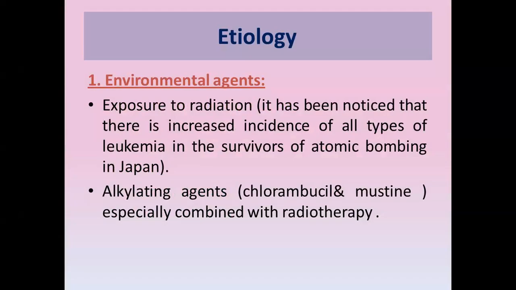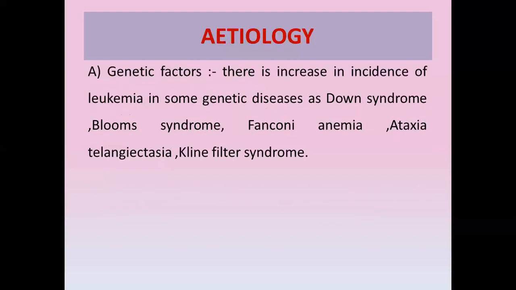Regarding environmental agents, as we mentioned previously, exposure to radiation: it has been noticed that there is increased incidence of all types of leukemia in survivors of the atomic bombing in Japan, the atomic bomb that occurred some time ago. Those exposed to this bombing and radiation had increased incidence of all types of leukemia. Others are alkylating agents like chlorambucil and mustine, especially when combined. When a person is exposed to this type of chemical agent, they initiate the development and malignant proliferation of leukemia.